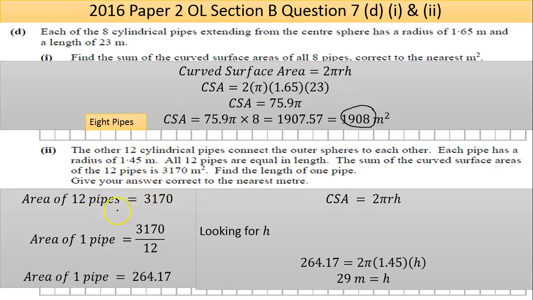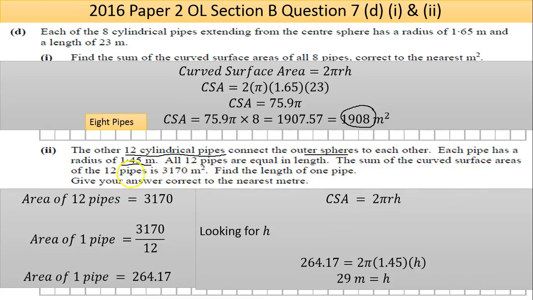Okay, so we've just got to break it down, sentence by sentence. So there's 12 cylindrical pipes. Now I often suggest, look, I'm underlining it here, but if you have a highlighter, highlight the bits that are important. Okay, pipes connect the outer spheres to each other. Each pipe has a radius of 1.45 meters, so that's going to be important. All 12 pipes, so you know the 12, are equal in length. Okay. The sum of the curved surface areas of the 12 pipes is 3170. Find the length of one pipe.